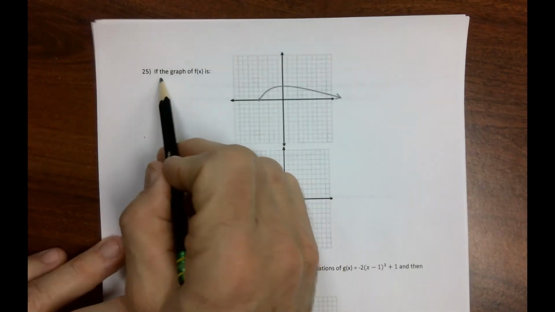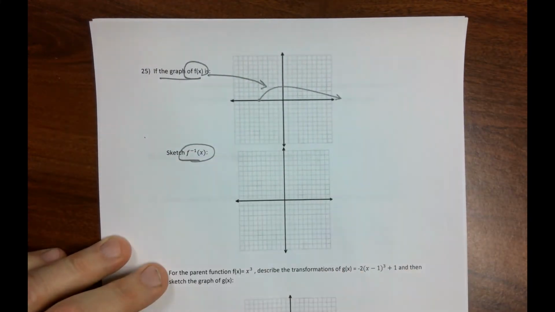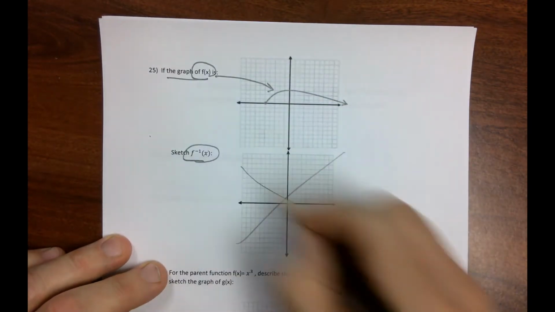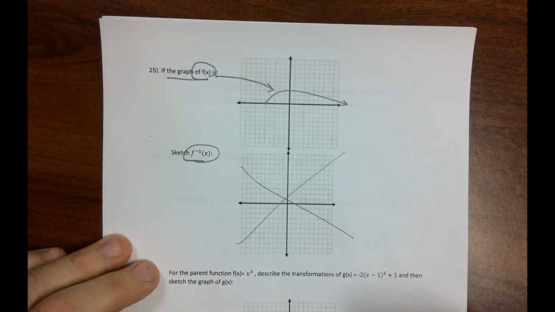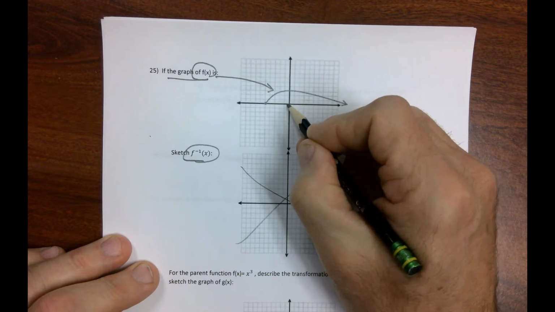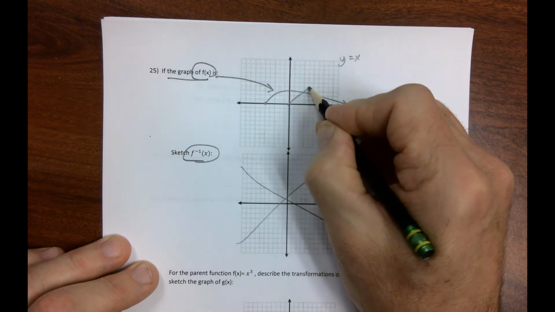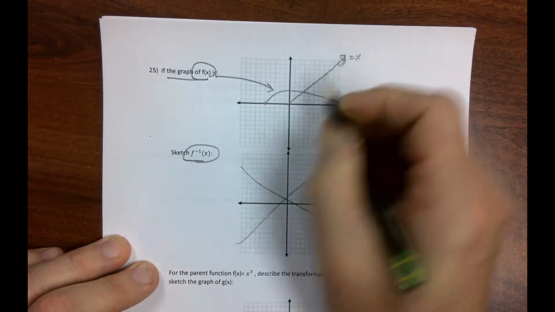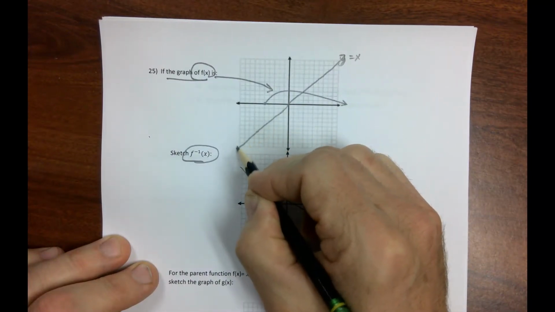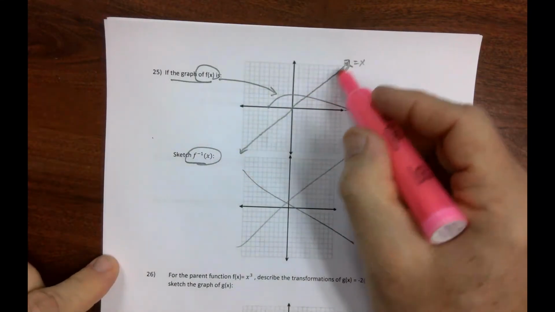So they just give us the graph of f of x right here. They're saying sketch the inverse function. So essentially, what we're going to do is remember the old y equals x trick. If I draw y equals x right along here, I understand that the inverse function is simply a reflection over that.